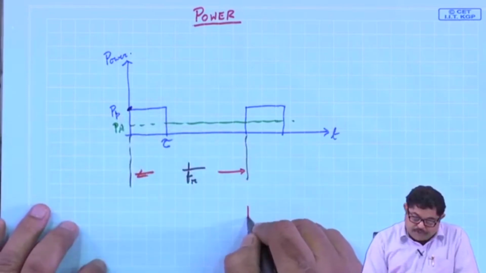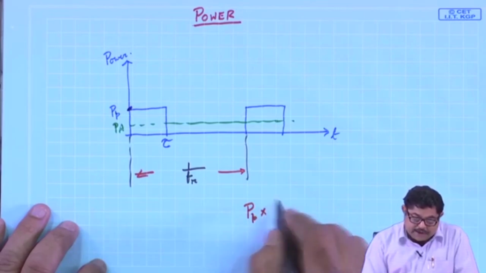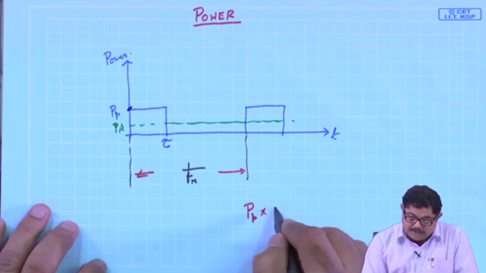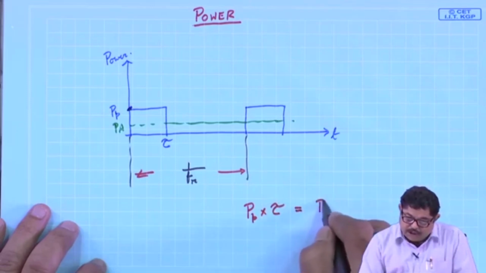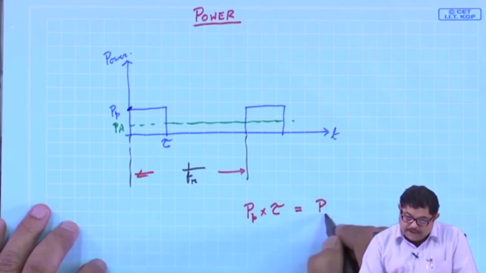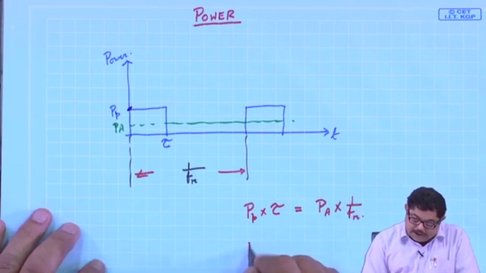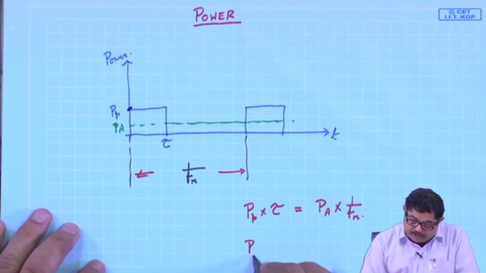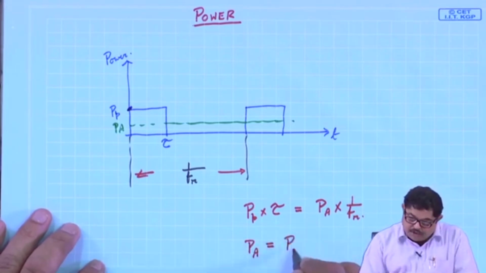So, can I say that the total energy in a single pulse is P p into tau, and that should be equal to the energy in the whole period, that is P A into 1 by F r. So, from this we get the important relation, that P A is equal to P p into tau f r.